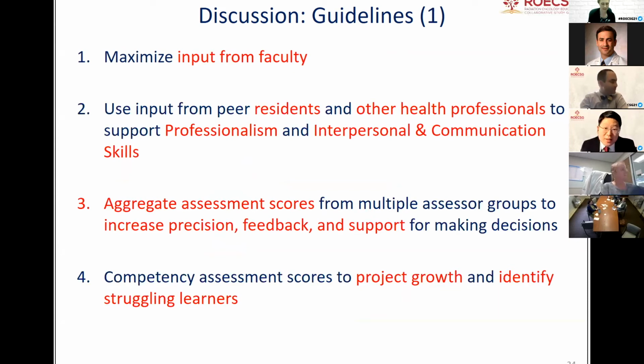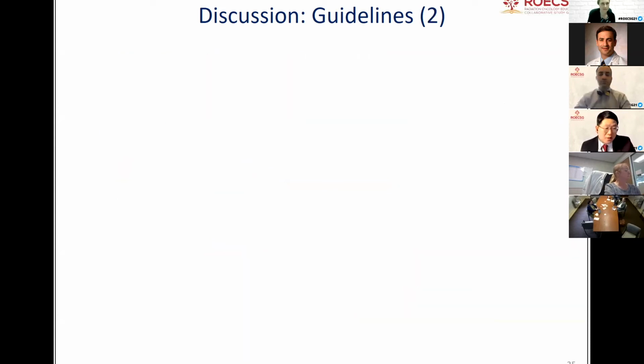And we can use this type of assessment not only to look at whether learners meet levels of competence or not competent, but really to look at the pathway or their trajectory toward competence, because I think that is where we really have an opportunity as educators to make a difference.